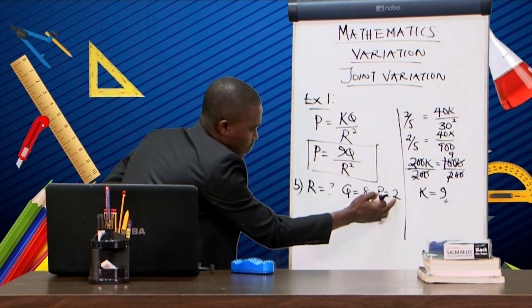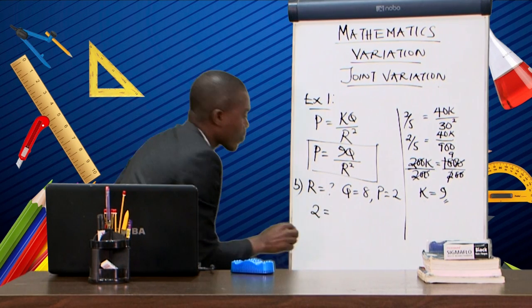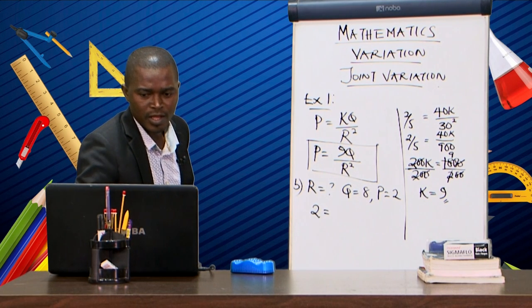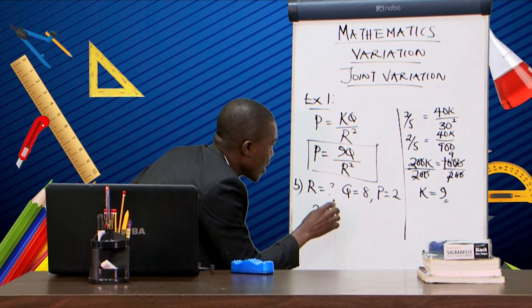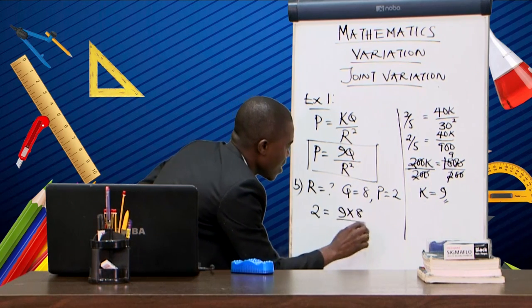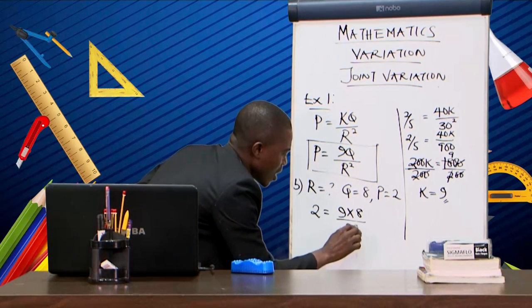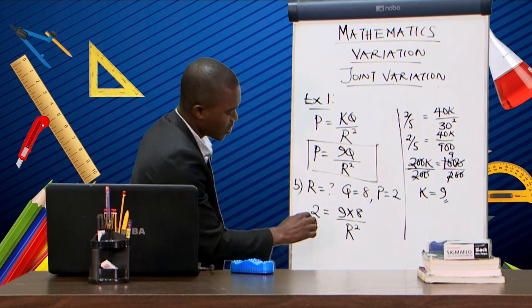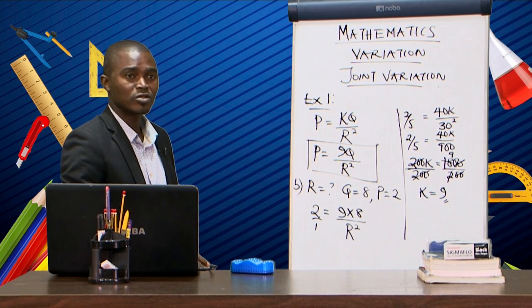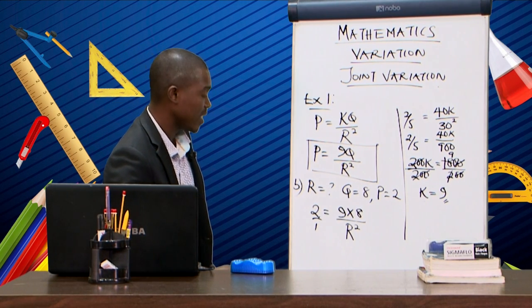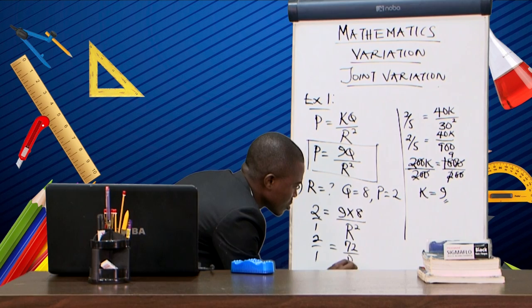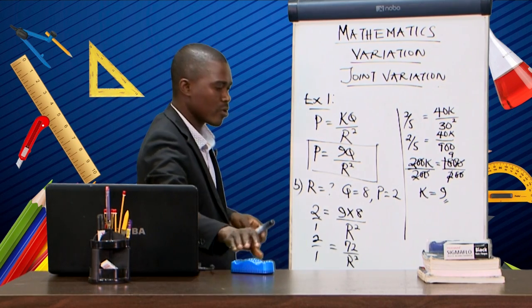What is P? P equal to 2. We write 2. What is our Q? Our Q is 8. So we have 9 multiplied by 8, everything over R squared. Now, when you look at this, we have 9 times 8. That is 72. So we have 2 over 1 equal to 72 over what? Over R squared. Then we cross multiply.